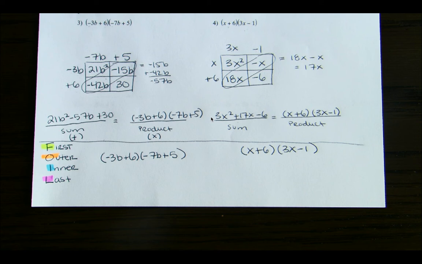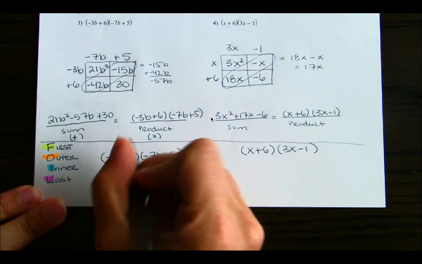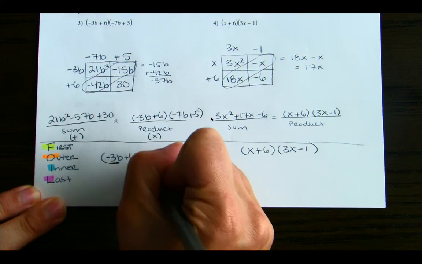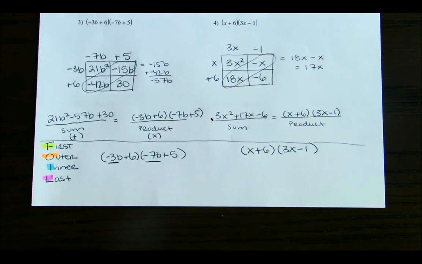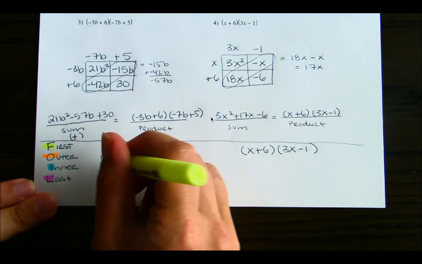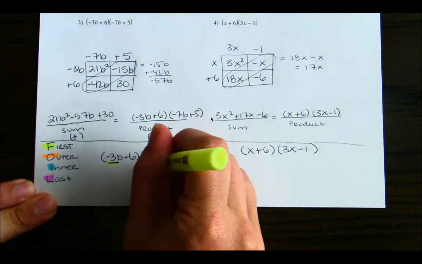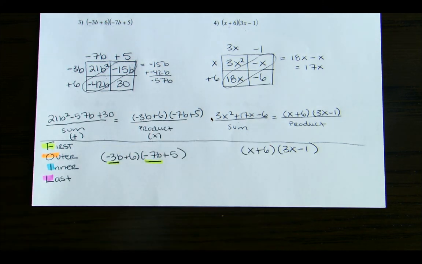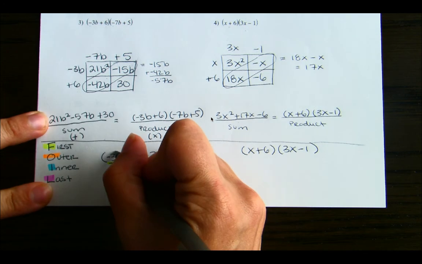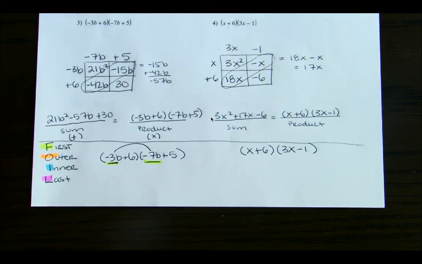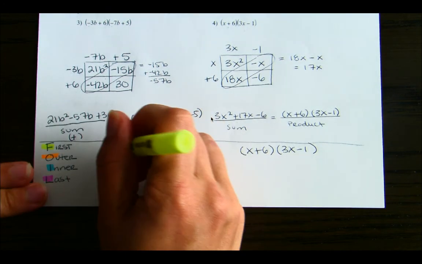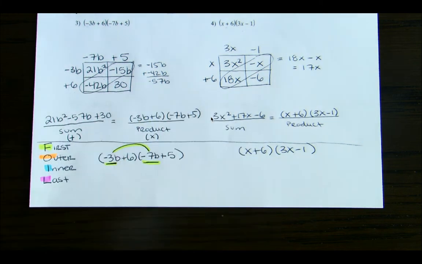So technically, FOIL is using the distributive property, but it's a little more complicated and often gets messed up if you don't keep track of things. So when we talk about first, I'm talking about my first terms in a binomial. So I'm going to highlight this yellow just so we know exactly what we're talking about. So I'm going to multiply -3b times 7b. Trying to color code to keep track of everything.